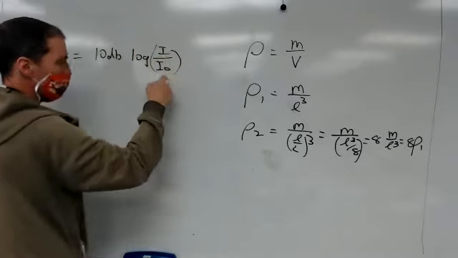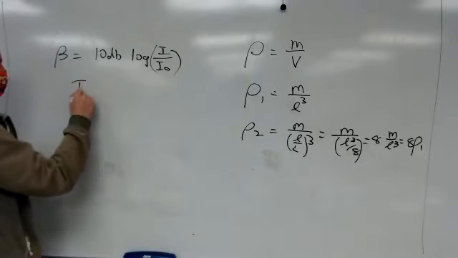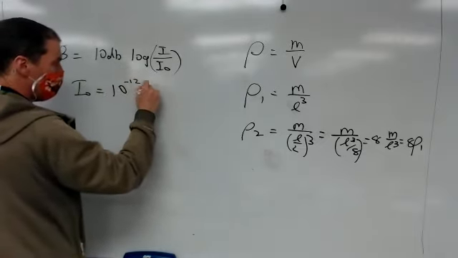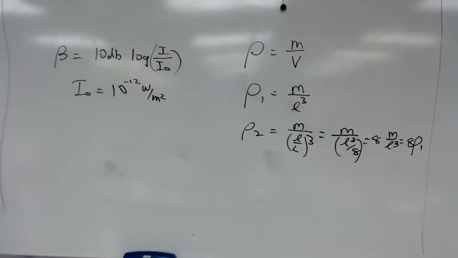What's this I0 thing? It's a threshold of human hearing, right? And so we just pick it as 10 to the minus 12 watts per square meter, because that's the lowest intensity you guys can hear. It's way lower than the lowest I can hear, but we just assume everybody's the same, right?